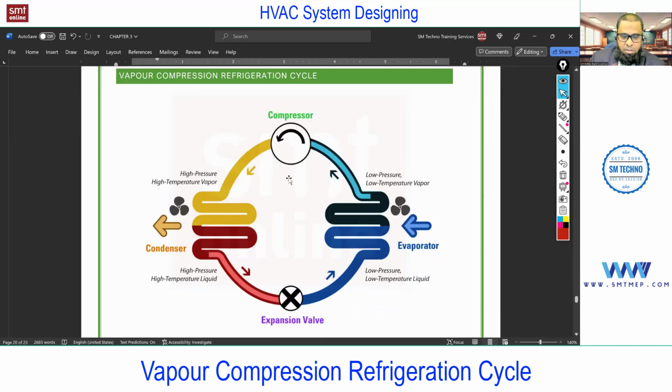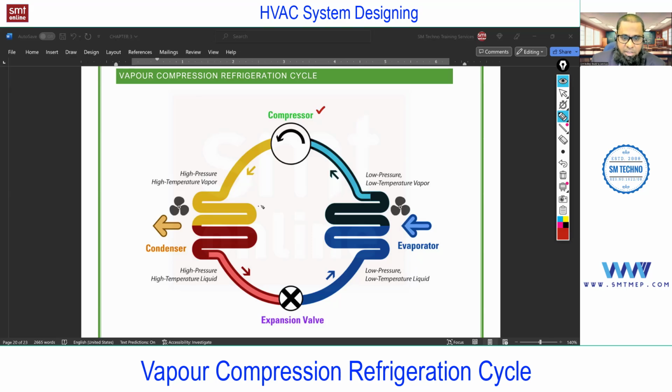You see, in actual practice you'll find a flash chamber, accumulator, and some other devices. At this level, we take the four major components, just to understand the concept. When we deal with the classification of the air conditioning machine, you'll find more details. At this level, just focus on the concept. So the four major components: one is a compressor.